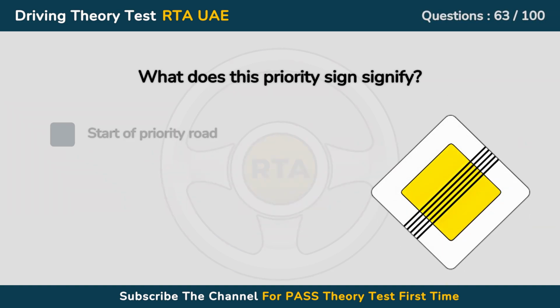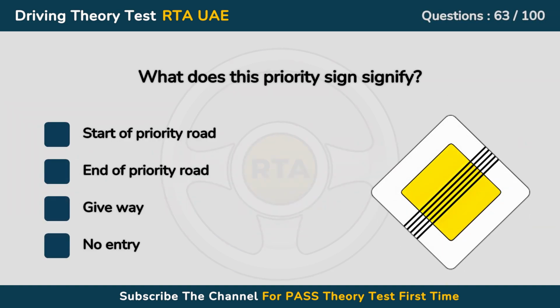Question 63. What does this priority sign signify? A. Start of priority road. B. End of priority road. C. Give way. D. No entry.